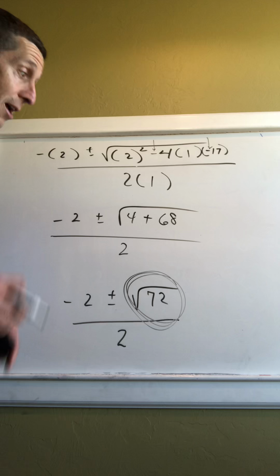Let's go next step. Negative 2, plus or minus. Boom. 2 squared, 4. Negative times negative, that's positive. And here we have 4 times 17, 68. All this over 2. Negative 2, plus or minus 4 plus 68, 72 over 2.